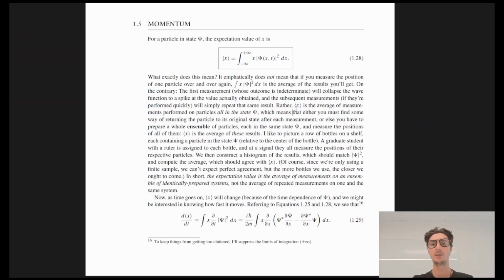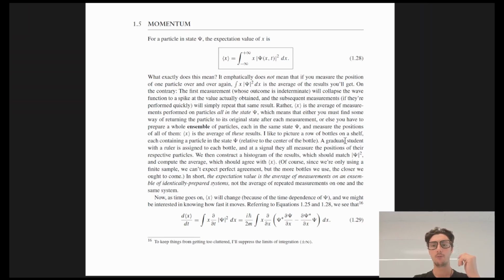Rather, this bracket x is the average of the measurements performed on particles all in the state psi, which means that either you must find a way of returning the particle to its original state after each measurement, or else you have to prepare a whole new ensemble of particles, each in the same state psi, and measure the positions of all of them. The bracket psi expectation value, I'll just call this the expectation value of x, is the average of these results.